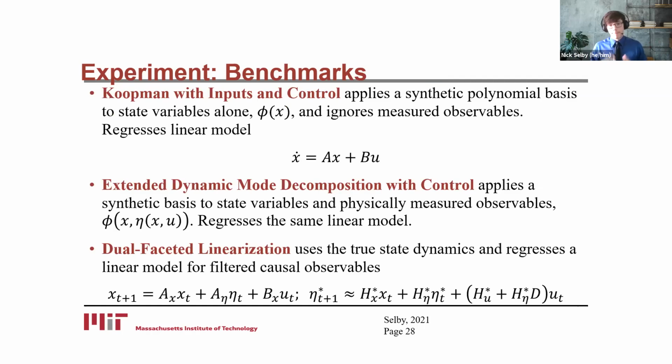So in this experiment, I want to benchmark the learned lifting linearization algorithm against the state of the art. So I choose Koopman with inputs and control, which applies a synthetic polynomial basis to just the state variables, not the measured observables, and then regresses a linear model. I also use extended dynamic mode decomposition with control, which applies a synthetic basis to the state variables and the physical observables and regresses a linear dynamic model. And then finally, I also use dual-faceted linearization, which does almost the same thing as DFL, but also applies the causality filter to clean the physically measured observables first before using them in the linear dynamic model.